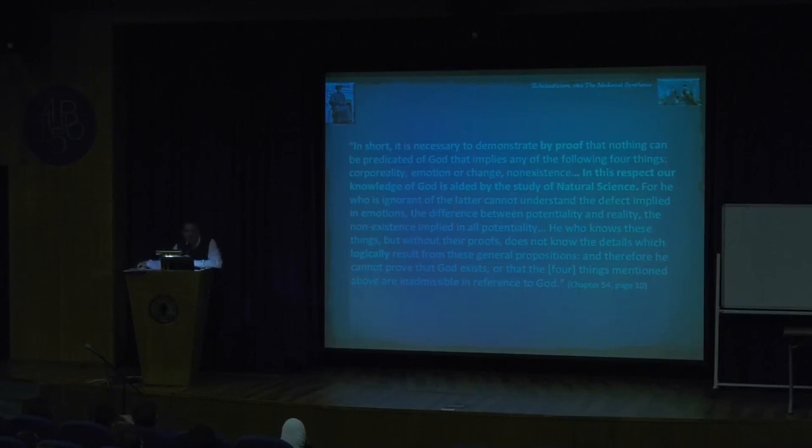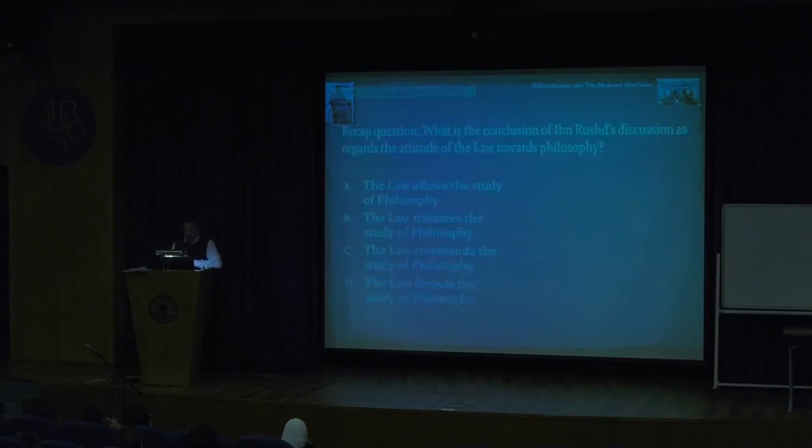John Scotus Eriugena had said Christ wears two shoes in the world. Right? Earlier. So this notion of the synthesis is central here. To know God, we must be supported by natural philosophy and natural science. For the one who is ignorant of the latter, i.e. natural science, cannot understand the defect implied in emotions, the difference between potentiality, reality, non-existence, etc. And therefore, he says, at the end, he cannot prove that God exists or that the four things mentioned above are inadmissible in reference to God. To do that, one needs philosophy. One needs particularly Aristotelian philosophy, more than anything else.